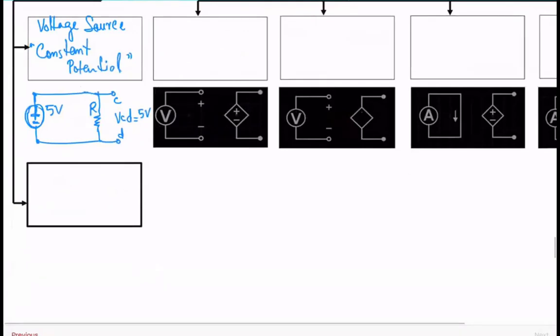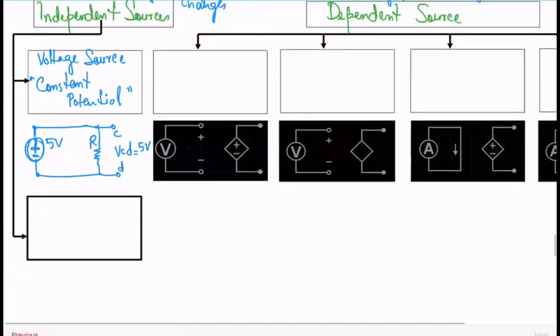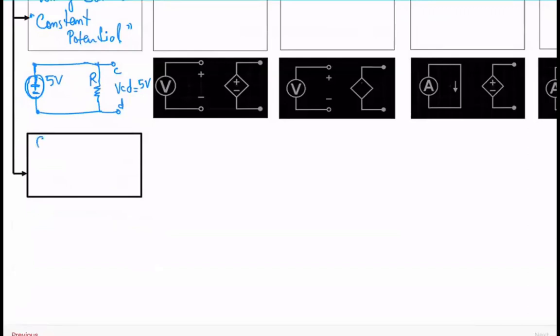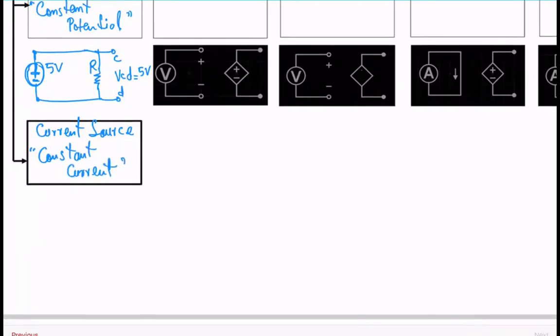Let's look at the current source, which is the second type of independent source. Same concept. You have constant current flowing in the circuit, and it does not change. A constant current, an independent current source. The symbol for that is this arrow, which tells you the direction of the current, and then you have this resistive load right here. The current will be constant regardless of any change in the voltage across the load or anything else. So it's going to flow in this direction.